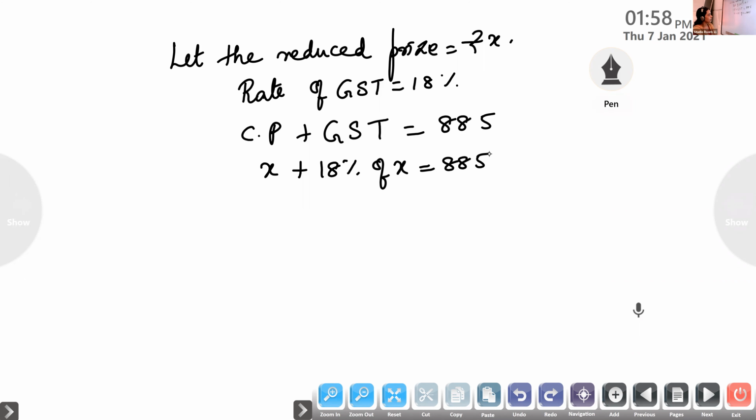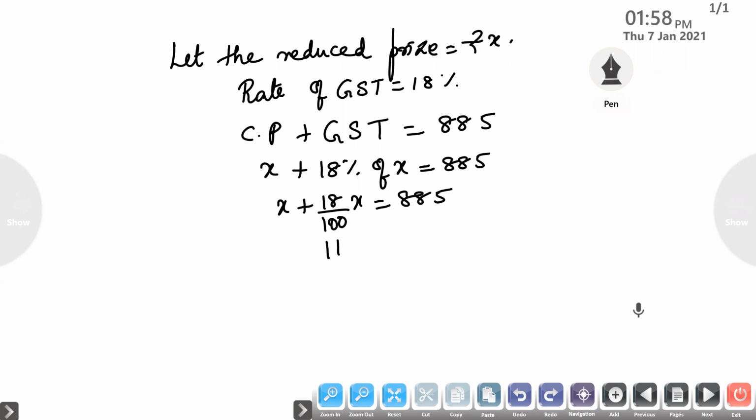He has to pay both CGST and SGST, so when you add it, it becomes 18%. So X plus 18 by 100 of X is equal to 885. Simplify this and find the value of X. It is 750.